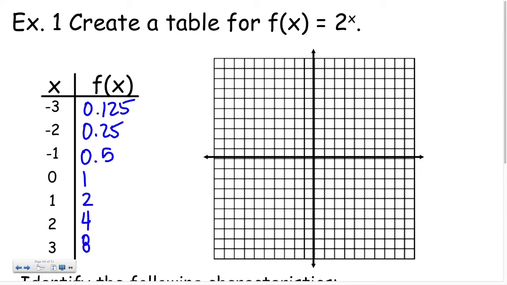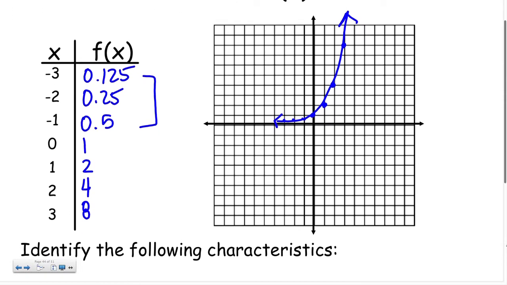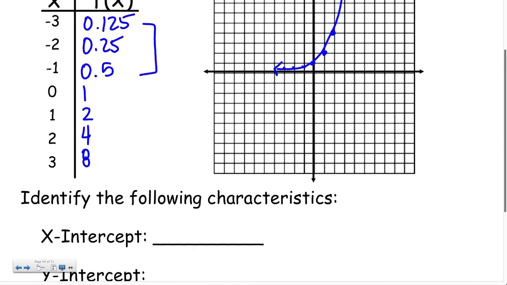Alright, so after I do that, I've got my ordered pairs, so I'm going to plot them. And then these up here, the little decimals, I'm just going to estimate where those should be. So my exponential, my J-curve, looks like that. So now we've got to be able to identify some characteristics from that graph.